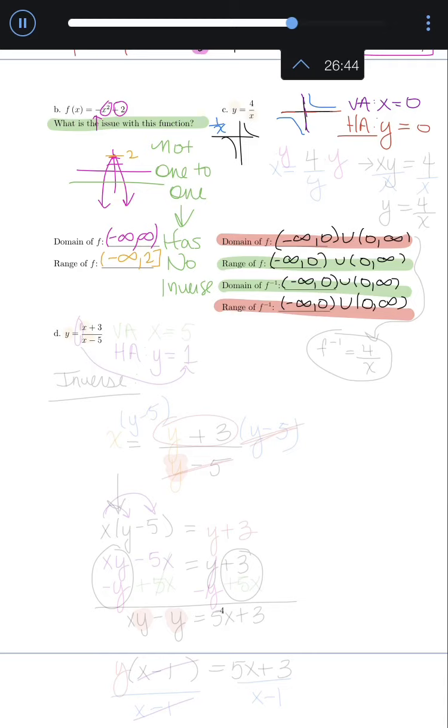Question is, how do I find the actual equation for the inverse? Well, we take our original equation and we swap x's and y's. Well, we'd replace the y with an x and the x with a y. That would look like x equals 4 over y.